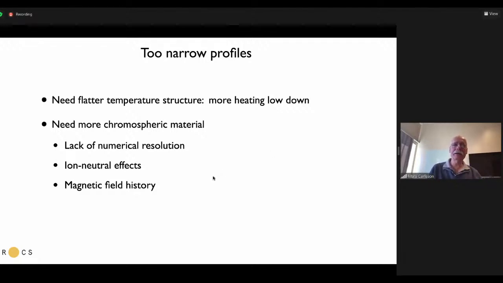Maybe that is the lack of numerical resolution. It may be that the neglect of ion-neutral effects in these simulations plays a role. And it could also be the magnetic field history: we put in a field and we don't let it evolve. So in this enhanced network simulation, we put in these 2 separate polarities and have a potential field up in the chromosphere and higher regions. We don't let it come up carrying material with it. And that is something that takes a lot longer, but we are working along all these avenues. So thank you for your attention.